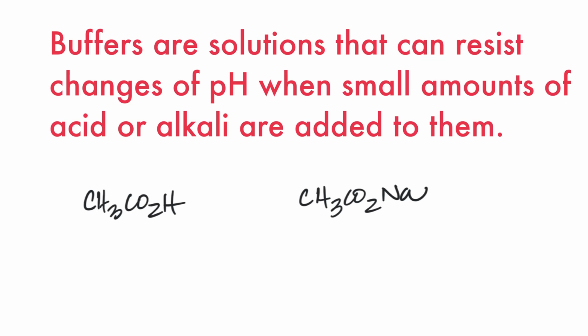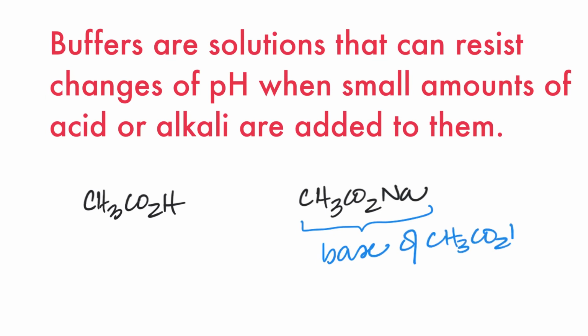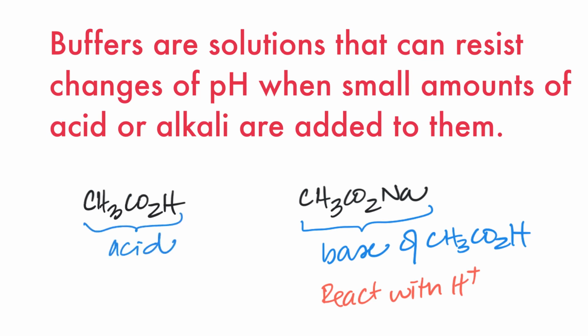Like in this case, what you'll realize is that this CH3CO2Na is a conjugate base of CH3CO2H. What that means is, because it's a base, it can react with H plus ions. And on the left hand side, ethanoic acid is an acid. So how does it act as a buffer? Because it can react with alkalis or OH minus ions. It can react with, let me just write it down, OH minus ions. And that's what you want.